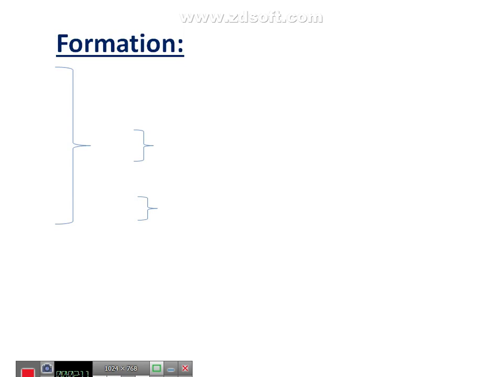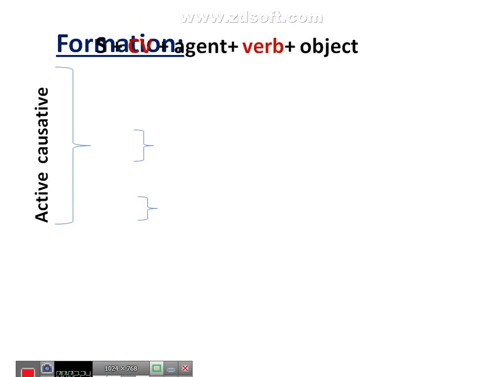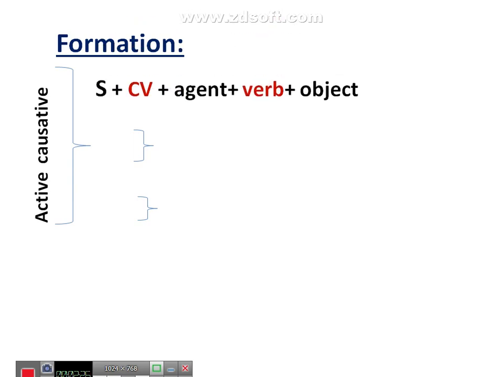The first thing we need to do is to understand how to form the sentence in the causative form. Let's start with the active causative. The formation of a sentence in the active causative: the sentence begins with the subject. After that, we use the causative verb, followed by the agent, followed by the verb, and at last we can use the object.